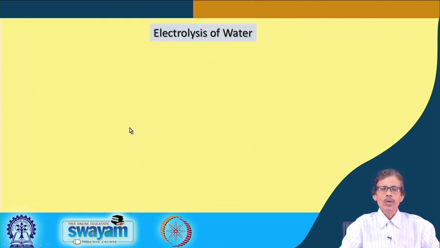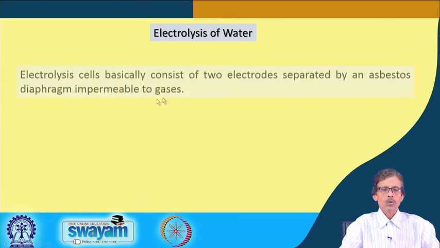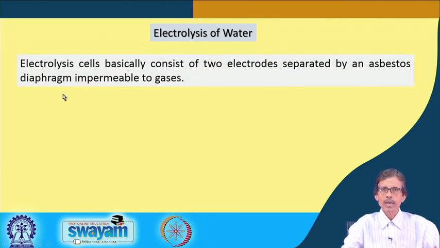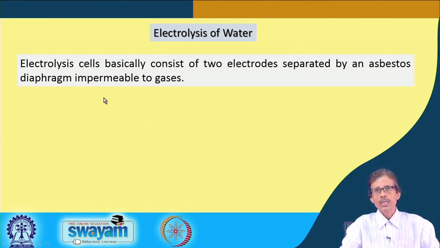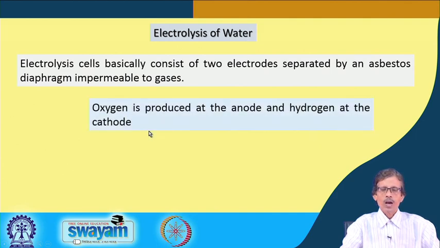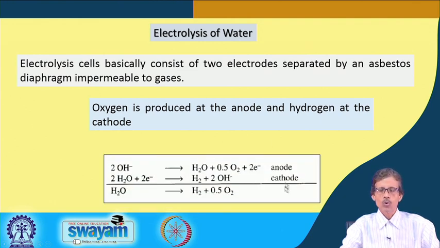Then we can see how we can go for the electrolysis of water. Basically, we can have an electrolysis cell with 2 electrodes separated by an asbestos diaphragm, which is impermeable to gases, because during this electrolysis the products are gases. Hydrogen is a gas and oxygen is also a gas. So, we have the electrodes separated by semi-permeable diaphragms. Oxygen is produced at the anode and hydrogen at the cathode.